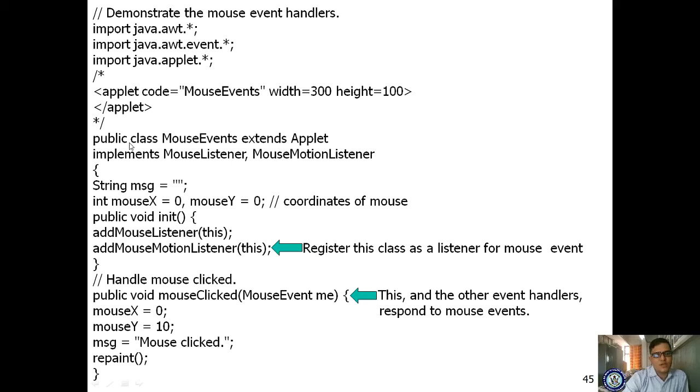Here you are writing the class. What is the name of the class? public class MouseEvents, extends Applet. It implements, meaning you are inheriting interfaces. Which interfaces are you inheriting? MouseListener, MouseMotionListener. These two interfaces are inherited by this class. So it inherits the Applet class and also inherits the MouseListener and MouseMotionListener interfaces.